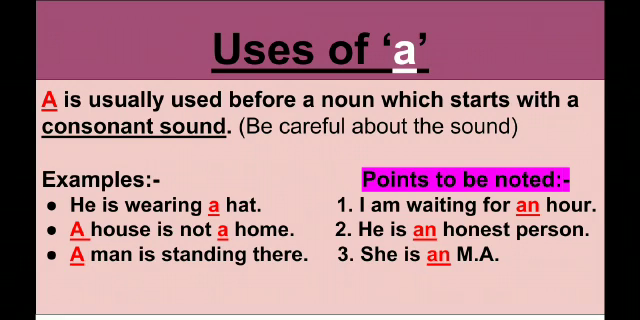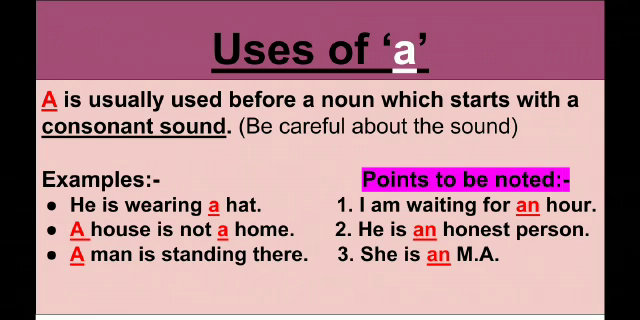Now, let's discuss the uses of "a" in detail. "A" is usually used before a noun which starts with a consonant sound. Again, I am reminding you to be careful about the sound. We have to focus on the sound and not on the first letter or alphabet.